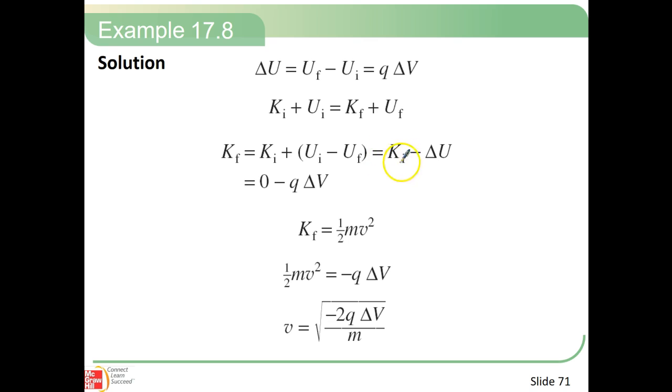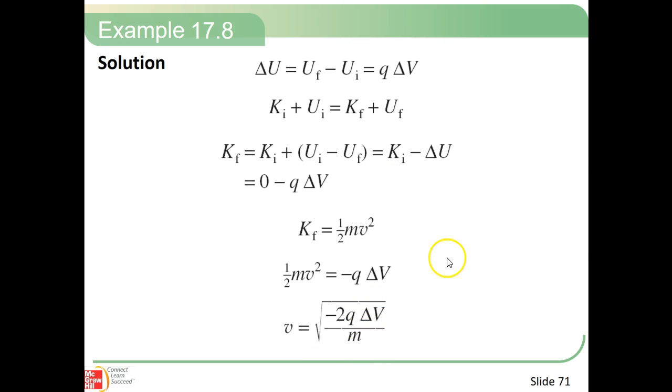But we said that the speed was really small, so K_i is essentially equal to 0 because our velocity is essentially 0. Plugging 0 in for K_i, we just have negative Q delta V. Our final kinetic energy is 1/2 mv squared, so 1/2 mv squared is equal to negative Q delta V. Solving for velocity, we multiply both sides by 2, divide both sides by m, and take the square root. As long as there's conservation of energy, the velocity should equal the square root of negative 2 times Q times the change in voltage, all over the mass.